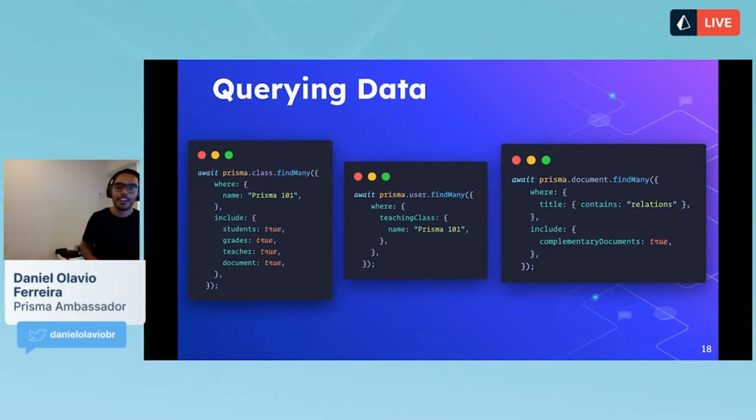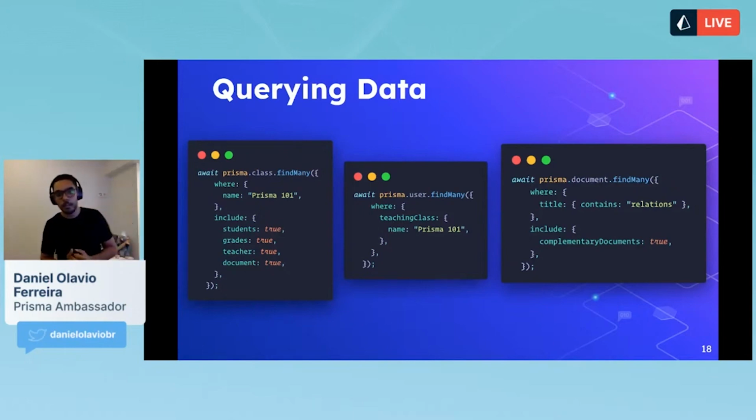Next, we want to find our teacher. So we want to know who is the teacher of our class. So we can just say prisma.user.findMany, where the teaching class, oh, sorry, we're going to bring the teacher from that class. We're going to be saying where teaching class and the name of our teaching class. So the Prisma 101, and that will bring me the teacher for that class. And remember, we're not querying for that in the classes table. We're querying for that in the users table. So that's really good, and that makes our life so much easier because it's so much more versatile to be able to query for data in different tables or in different environments.